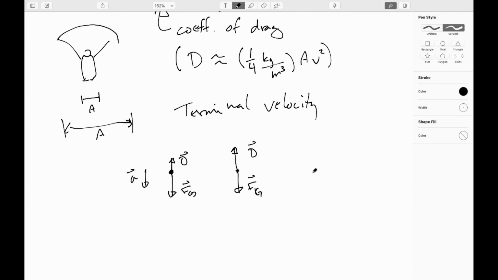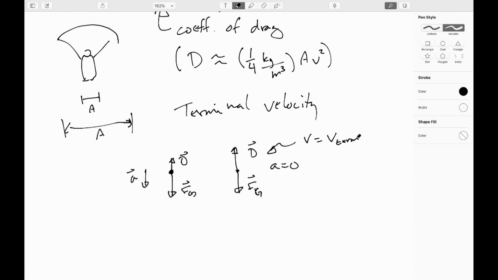Now, this can work the other way too. If you fire something out of a cannon or something like that, you could be going so fast that the drag force is greater than the force of gravity, in which case the acceleration will be up, and as you lose speed, you'll eventually get to a point where the gravity and drag are equal. In either case, at the magic speed where this happens, we call this speed the terminal velocity. It should really be called terminal speed, but the physicists aren't always super consistent with their names of things, unfortunately.